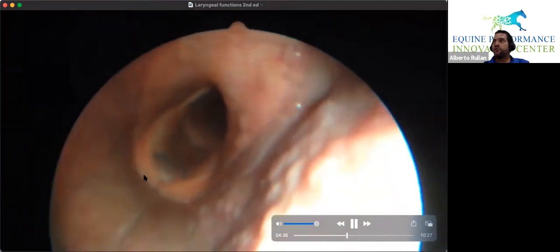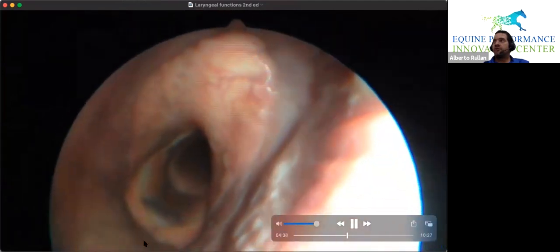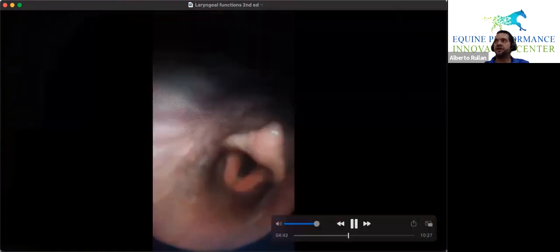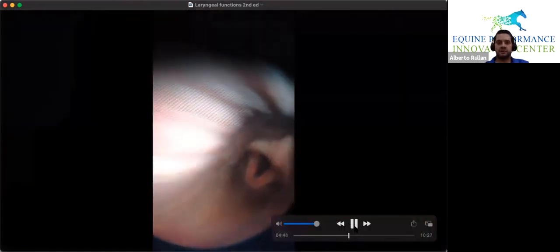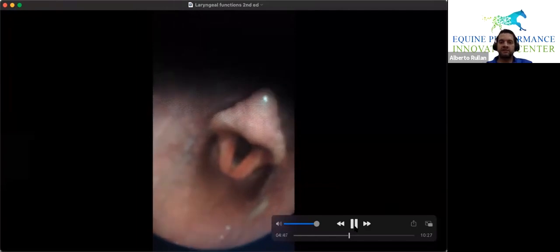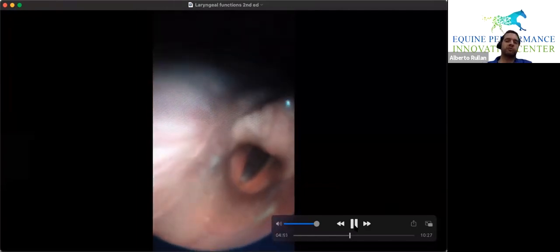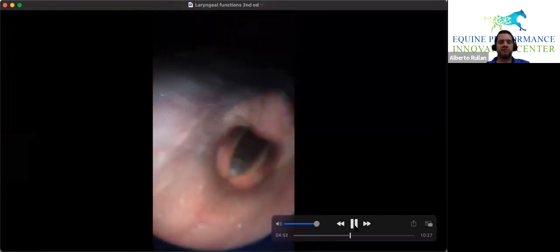Now, very important to take a look at the arytenoids right here to make sure that they are in the same place, okay? Sometimes you can have asymmetrical placement, and those tend to have a poor prognosis. I haven't seen many of them, maybe 2.